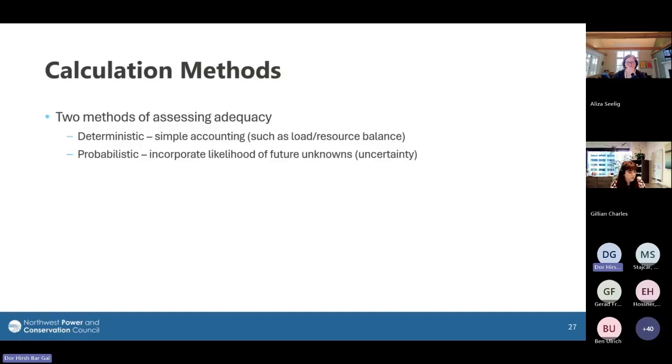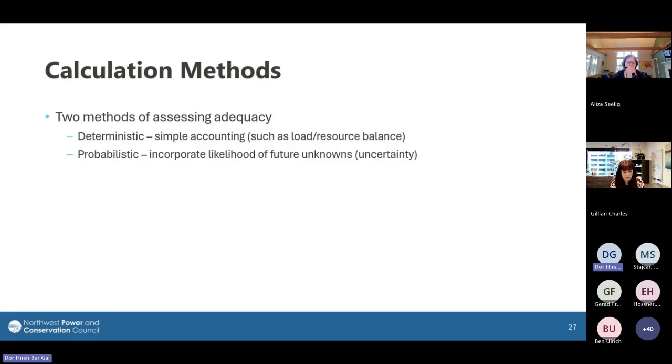There are two calculation methods, deterministic and probabilistic. Probabilistic is really where the industry is going. View the differences as deterministic, as simple accounting. Simple doesn't mean bad. It could still be very good depending on your system. But that's where you have the expected load resource balance.